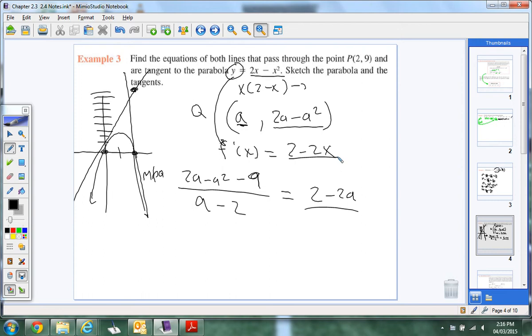Since they're equal, okay, we're going to go ahead and put this over here. I want to get rid of this fraction.